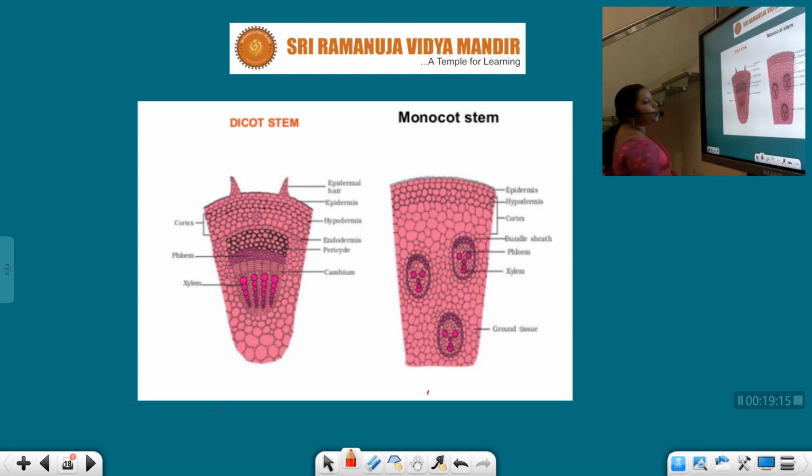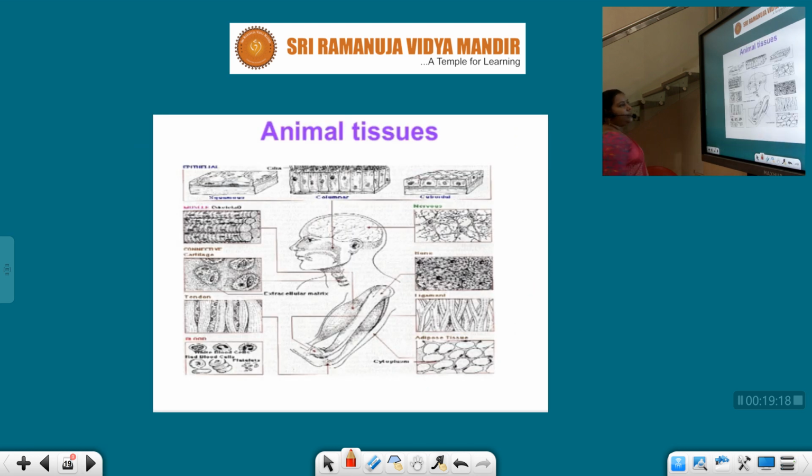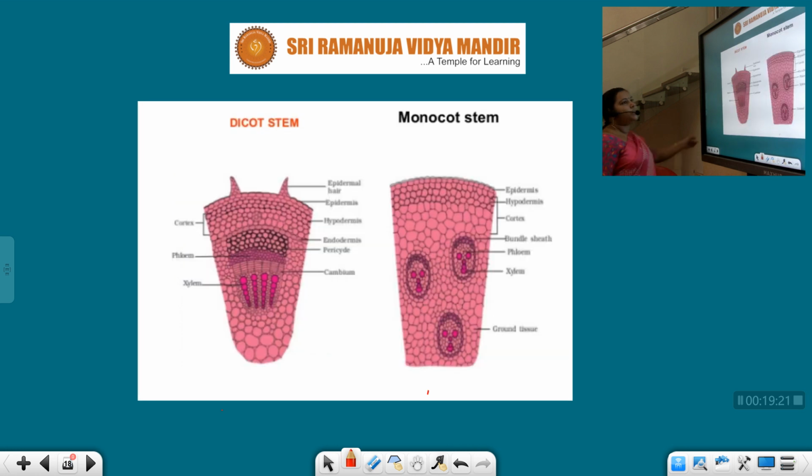Dicot stem and monocot stem. So far we completed complex tissue arrangement in the case of dicot root as well as monocot root. In the dicot stem it is epidermal hair, epidermis, hypodermis, endodermis, pericycle, phloem and xylem. In the case of the monocot stem, see here: epidermis, hypodermis, cortex, bundle sheath is present, phloem, xylem and the ground tissue.